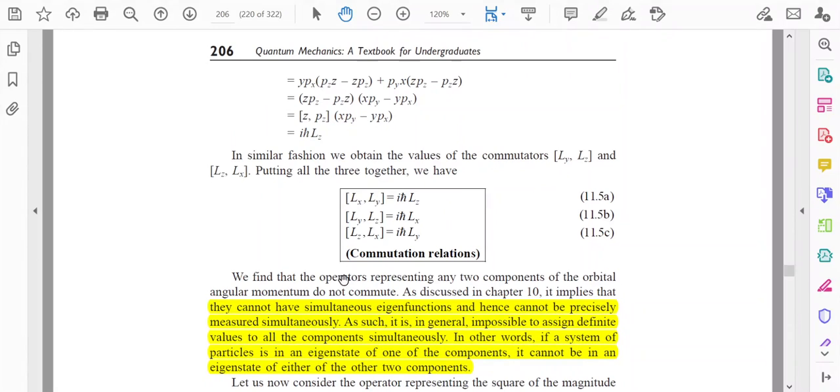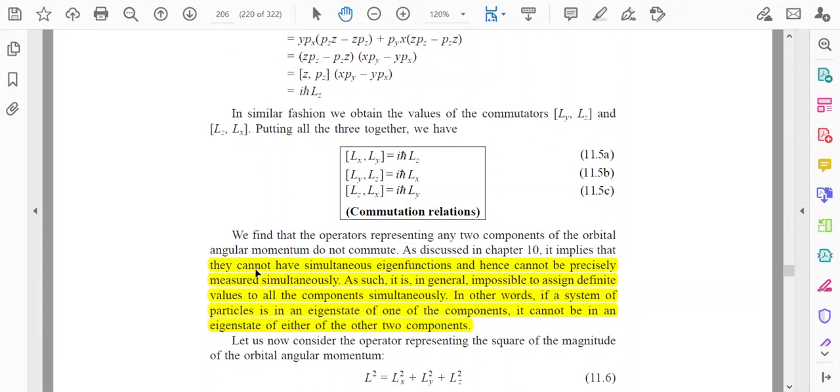Now what we see is that the operators representing any two components of the orbital angular momentum do not commute. You see [Lx, Ly]. These are the operators of the angular momentum for two different dimensions, one for the x dimension and another for the y dimension. So operators representing any two components, the x component and y component, do not commute. Why do they not commute? Because you see on the right hand side it is not 0. That is why we say that operators representing any two components of the orbital angular momentum do not commute. So what is the implication of this result?